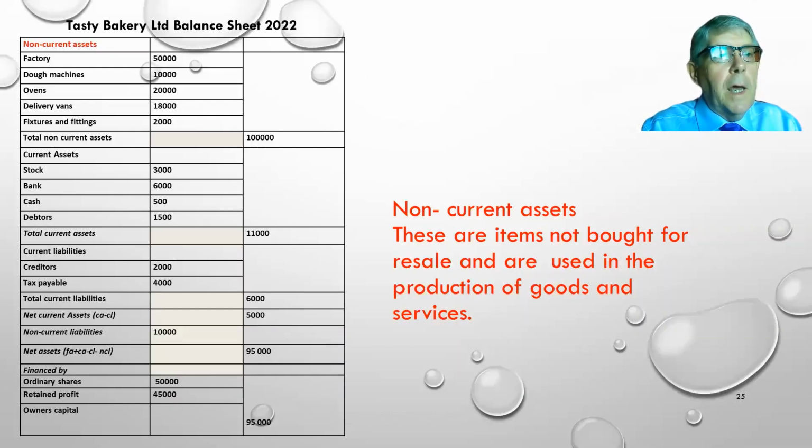So let's have a look at the balance sheet for Tasty Bakery Limited for 2022. So starting at the very top, we have non-current assets. These are items not bought for resale and are used in the production of goods and services. So for our bakery, we have the factory, dough machines, ovens, vans, and fixtures and fittings. They come to a total of £100,000.